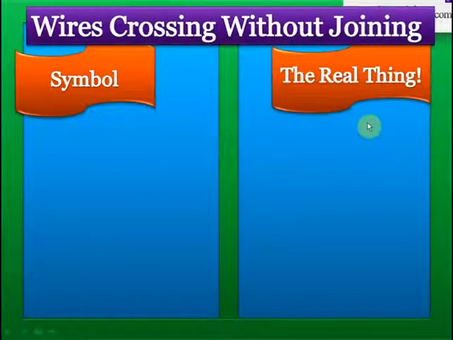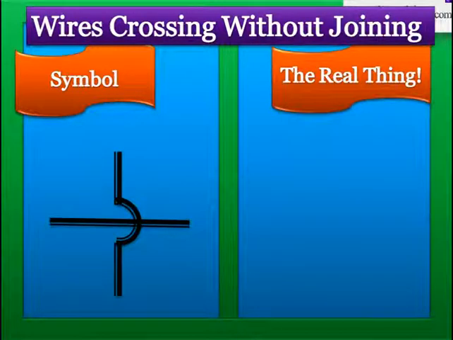Wires crossing without joining is the next circuit element. You see, sometimes wires have to cross each other without joining the other wires. For example, there may be a wire that's going from point A to B. There may be another wire that's going from point C to D. Now these wires may cross each other, but they are not joined. The wire going from C to D is a separate wire. It is just going above the wire going from A to B.